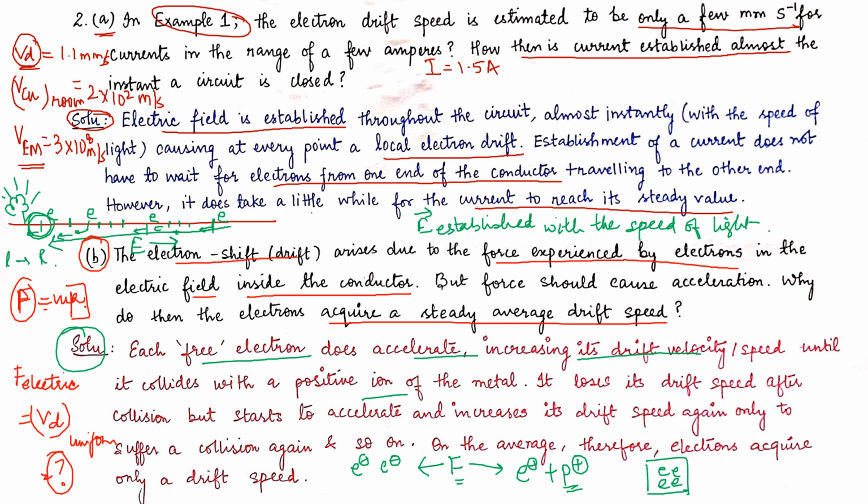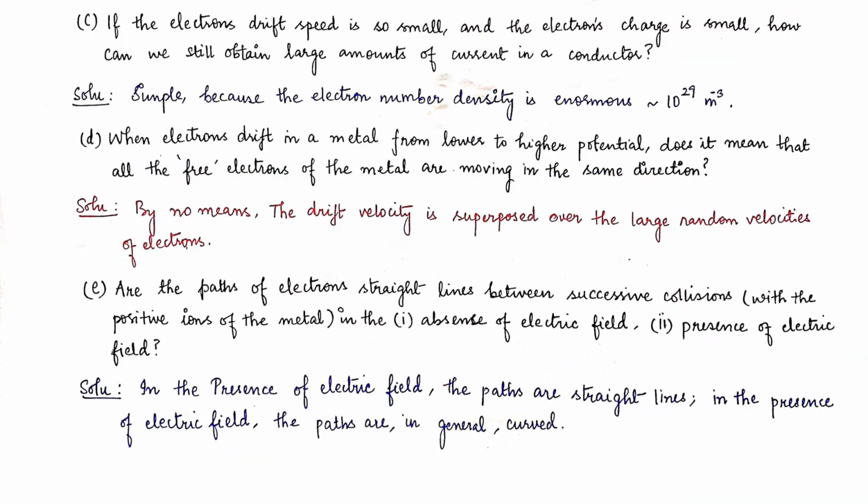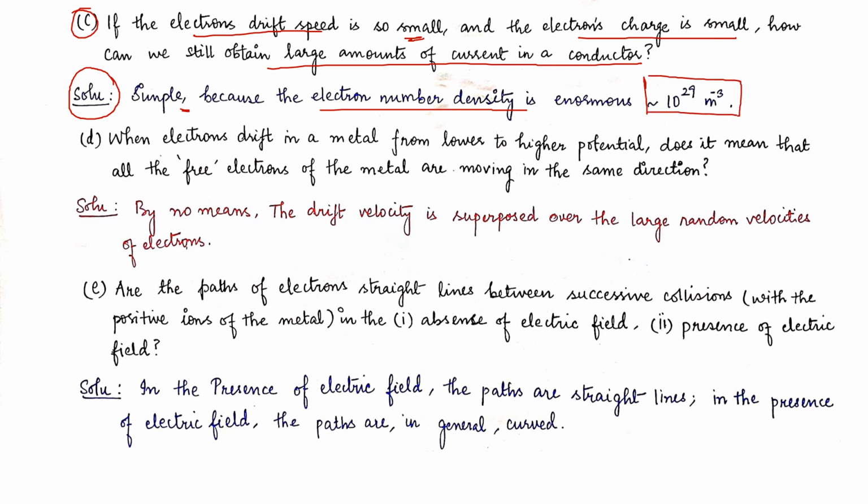Let's move to the third subpart. If the electron's drift speed is small and the electron's charge is small, how can we still obtain a large amount of current in a conductor? The solution is simple. Why? Because the electron number density is enormous, which is 10 to the power 29 per meter cube. We need to understand this further.